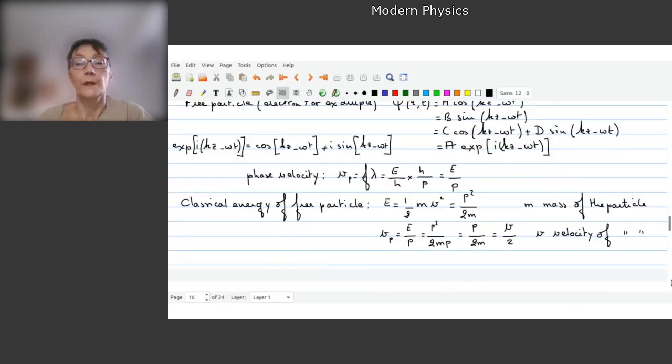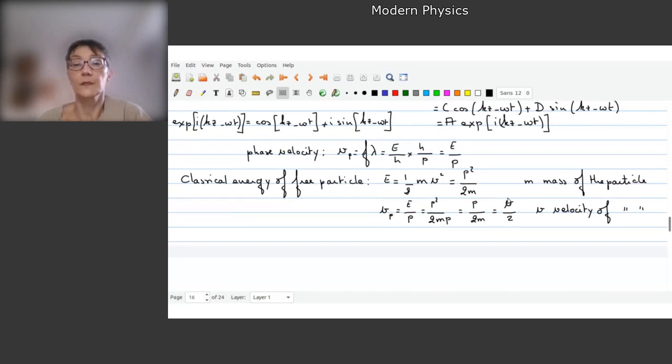If we write the classical energy of a free particle, non-relativistic, the kinetic energy is half the mass times the velocity squared, and there is no potential energy because this is a free particle. We can write it as p squared over 2m, where m is the mass of the particle. Putting it in this expression, Vp equals E over p, and so this is p over 2m, which is v over 2. So you have this factor 2 between the phase velocity of the wave and the velocity of the particle.